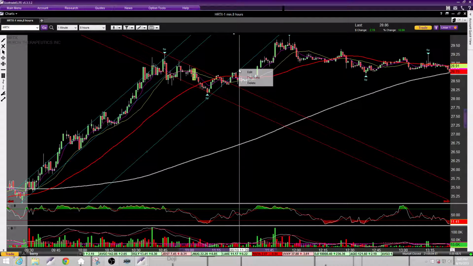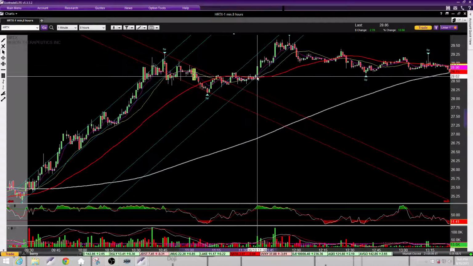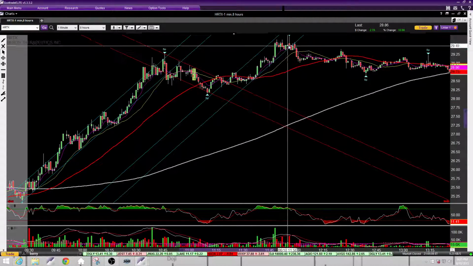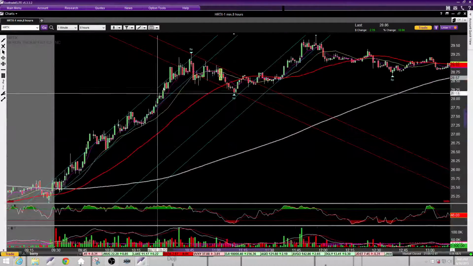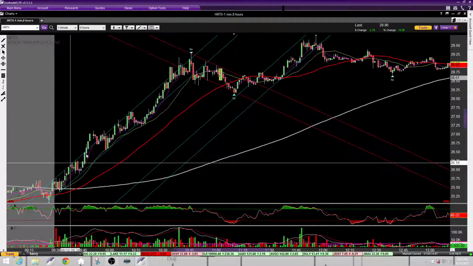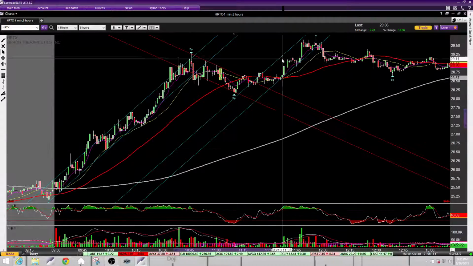Here and there, and then you'd have another uptrend channel there. So that's how I would play this if I was doing just one stock all day. This is how I'd be doing it.